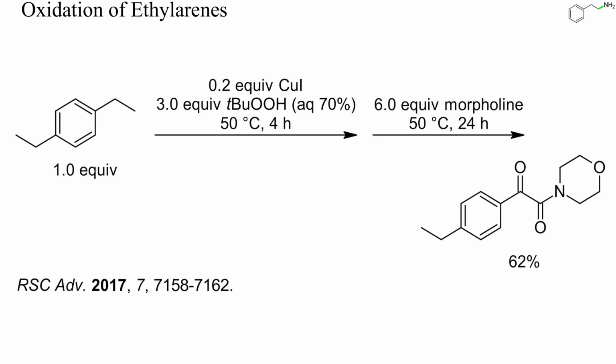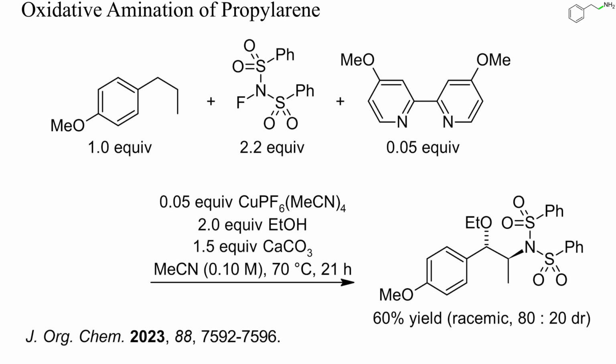Alpha-oxo-aryl acetamides, like the product of this example, are formed easily by oxidation of ethylarenes. A large number of such reactions have been reported. Here the oxidant was tert-butyl hydroperoxide and 20% of copper iodide. Less common is the direct conversion of alkylarenes into protected phenethylamines shown here.